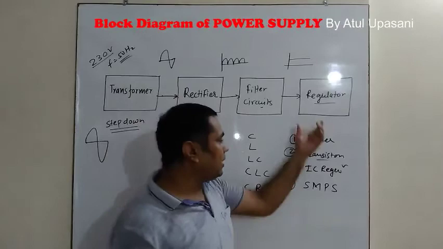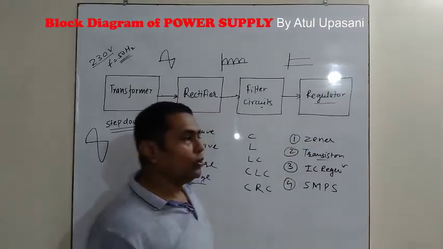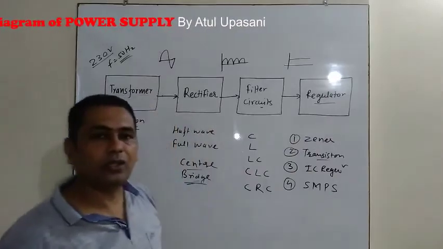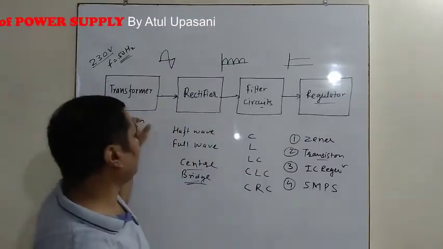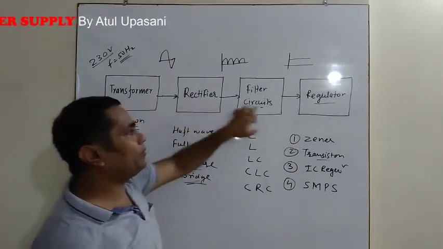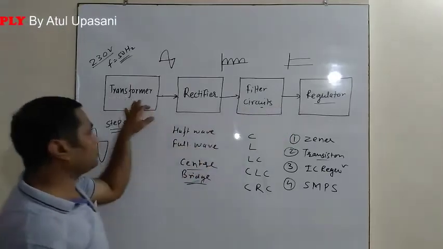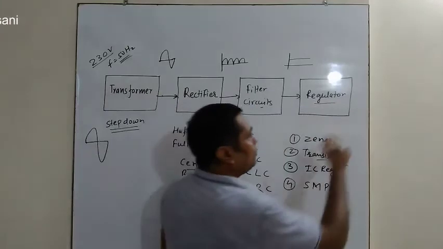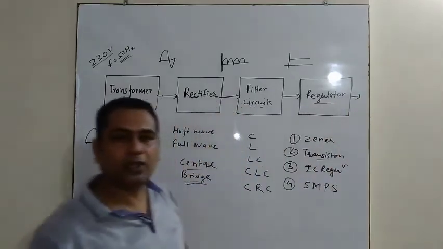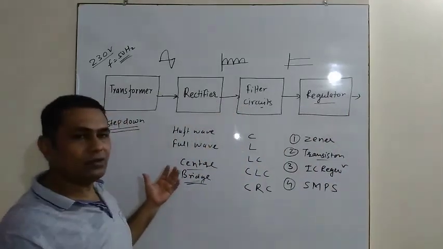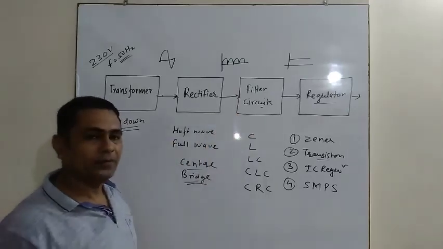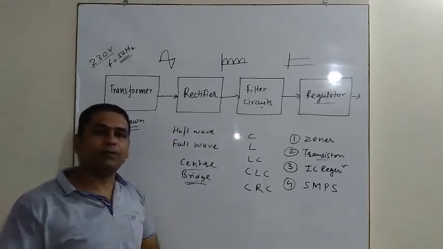So regulators are essential in a power supply. These are the blocks used to create the power supply, so we can call it the block diagram of a power supply: transformer, rectifier, filter circuit, and regulator. In this way, we can get a constant DC voltage, a regulated voltage at the output, using this type of power supply. So these are the main contents of power supply.